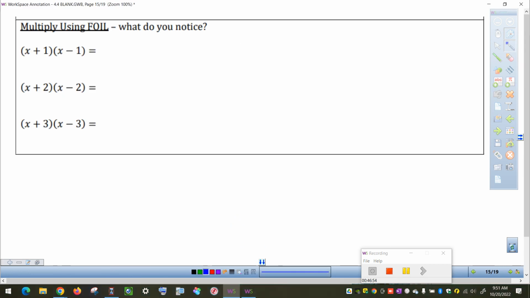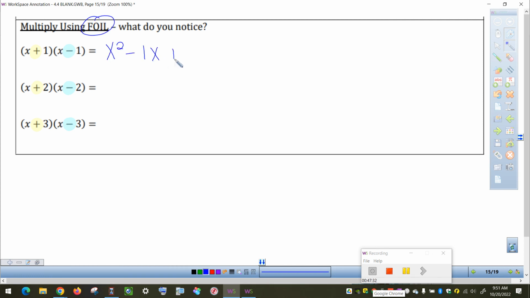Okay, now we have a quick little intro here to our next method. So we have a few situations here that now we can multiply with FOIL because we have two parentheses side by side. What I want you to notice, though, is that every one of these, there's a plus sign in one of the parentheses. We have a minus sign in the other. Notice how it's the same number. X plus 1, x minus 1. X plus 2, x minus 2. Let's see what would happen if we multiply these out with FOIL.